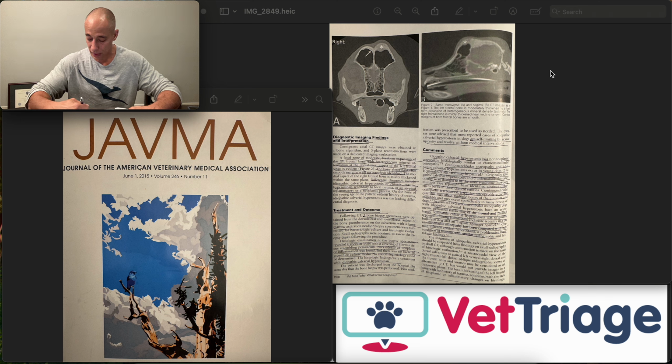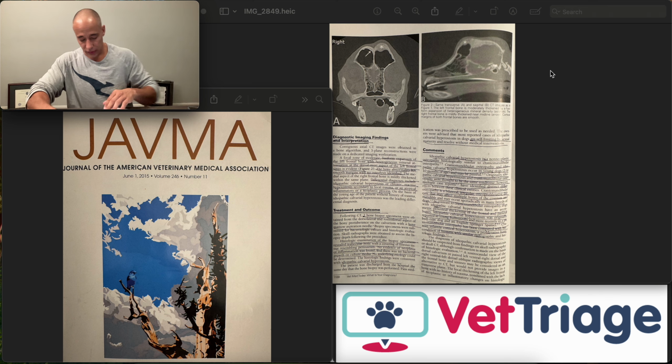Serum biochemistry analysis showed mild hyperphosphatemia and mildly high alkaline phosphatase activity. Both those things they don't address here in the paper, but those are normal findings for a puppy who's growing. It indicates high bone turnover. And this study comes out of the Iowa State University Vet School.